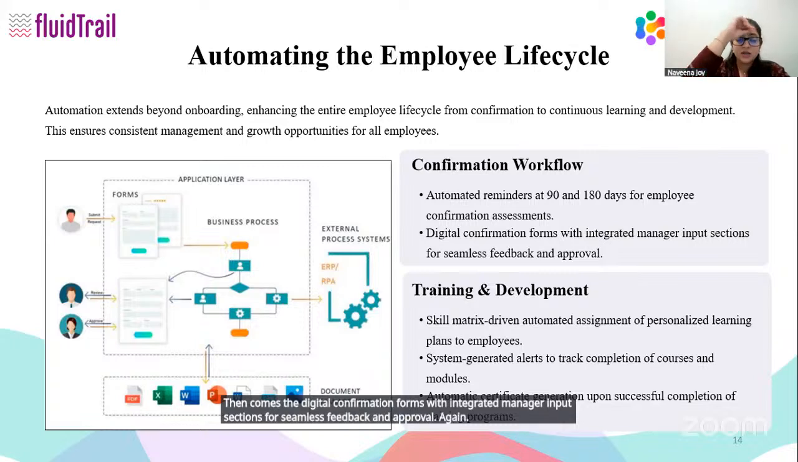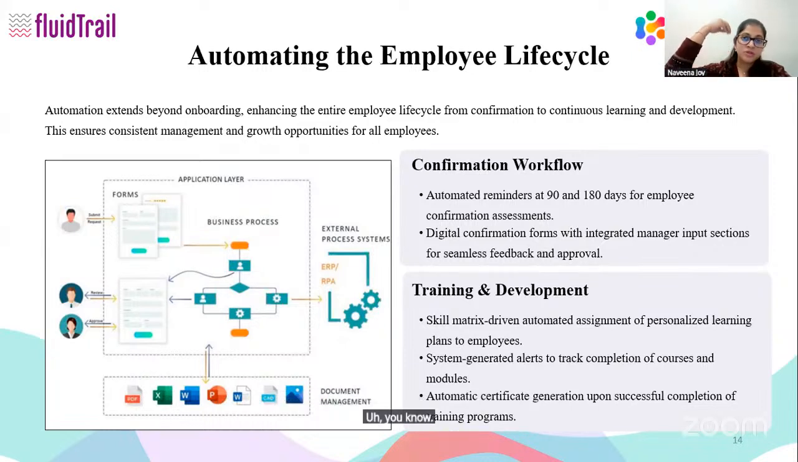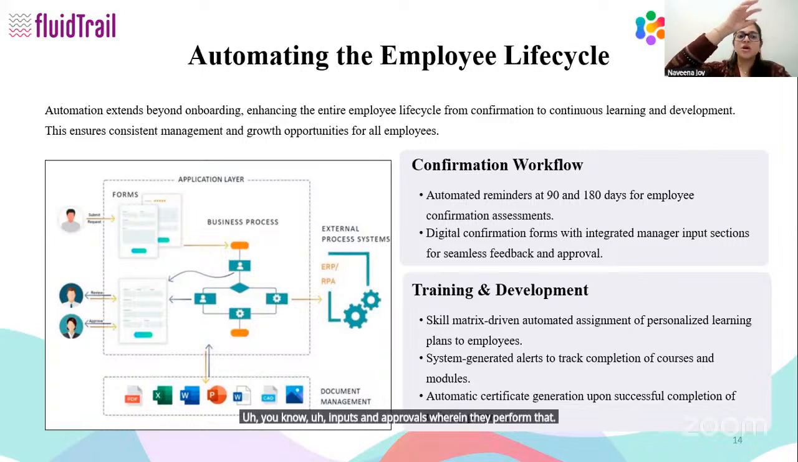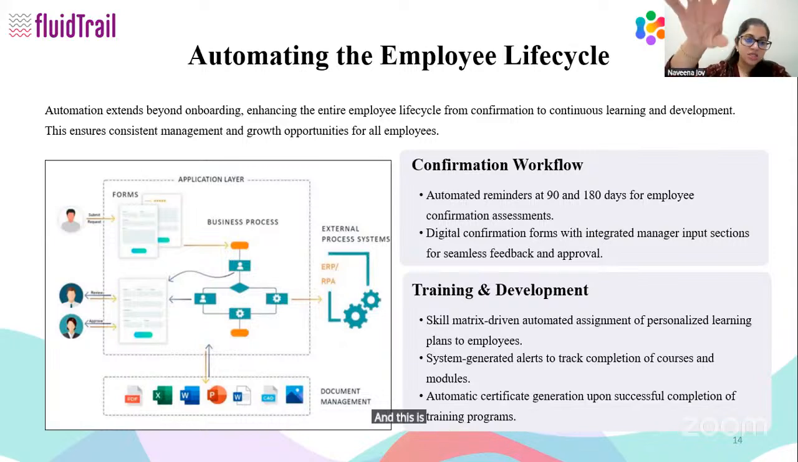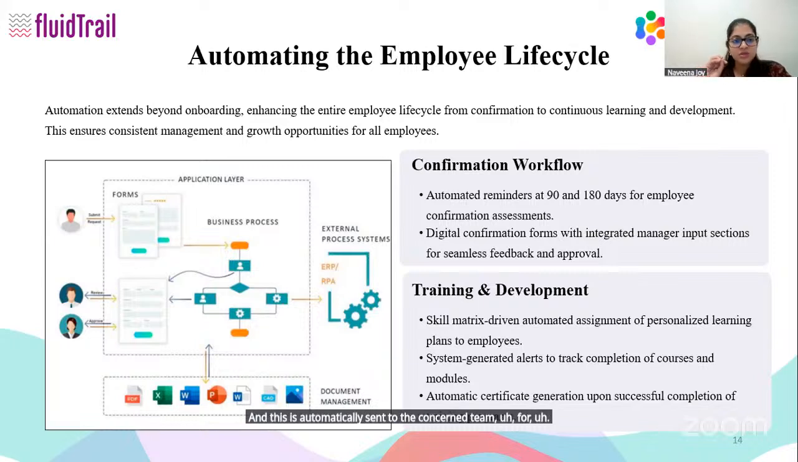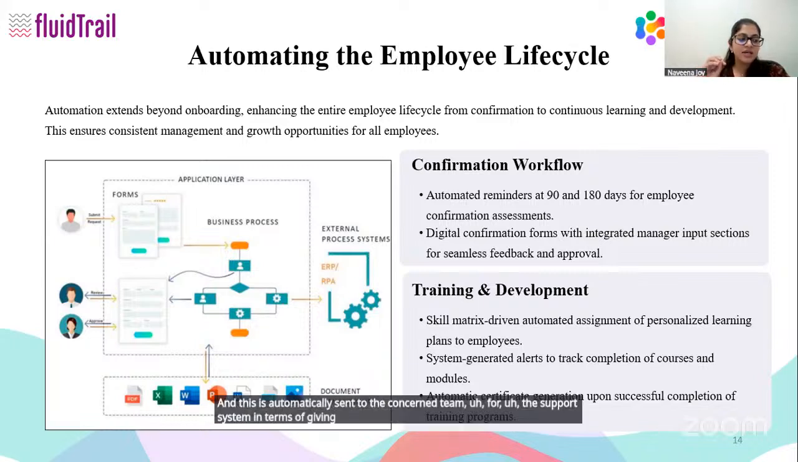Again, this and the skill matrix will have certain manager inputs and approvals, wherein they note that this is what the person is lacking or this is what the gap is, and this is automatically sent to the concerned team for the support system in terms of giving the trainings and giving the skill evaluation certificates as well.